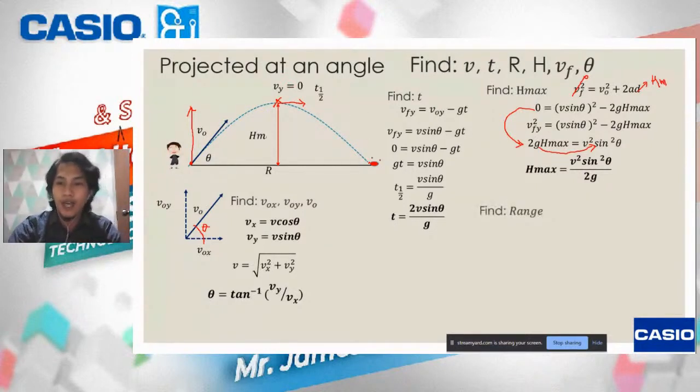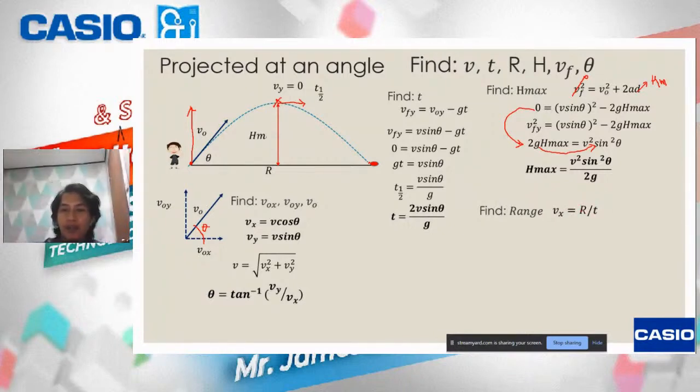Next, how do we find our range? Our range is this one. To get the range, like we used earlier, range is equal to Vx t. Correct. So, what is our time? Our time is this one. Vx is equal to R over t, so we multiply both sides by t to cancel t here, leaving our R.